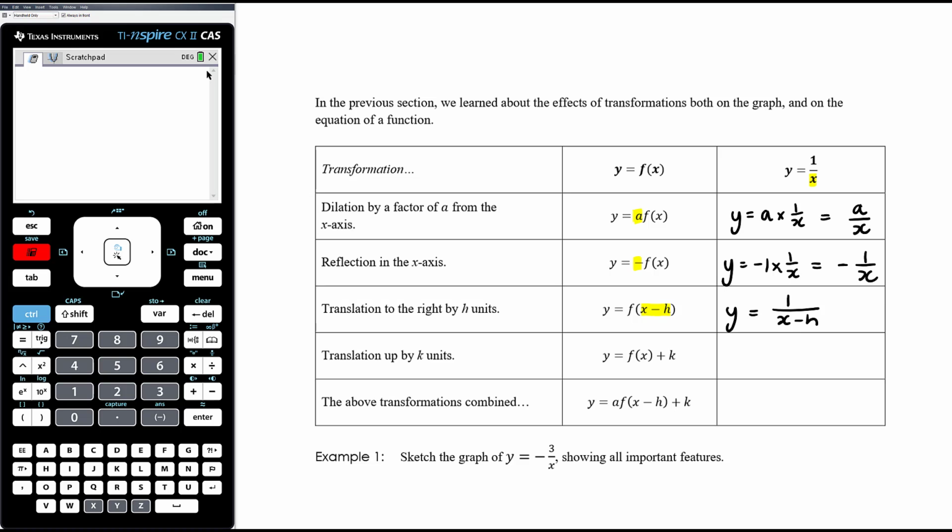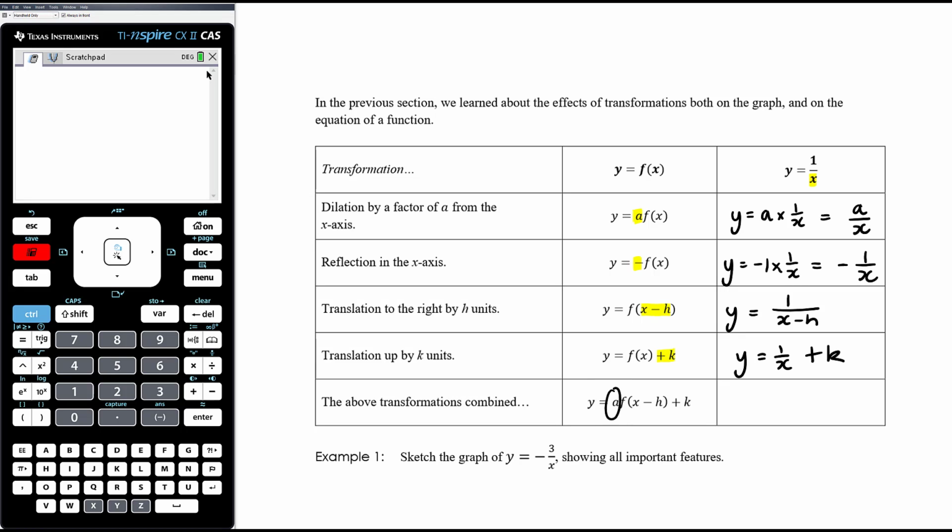And if we translate up by k units, we add the k on at the end of the function. So we keep our function, which is 1 on x, and we add k on to that separately. Okay, so we want to clearly make the distinction between that being a translation left or right, and this being a translation up or down. Okay, and then finally we can combine all of those transformations together.